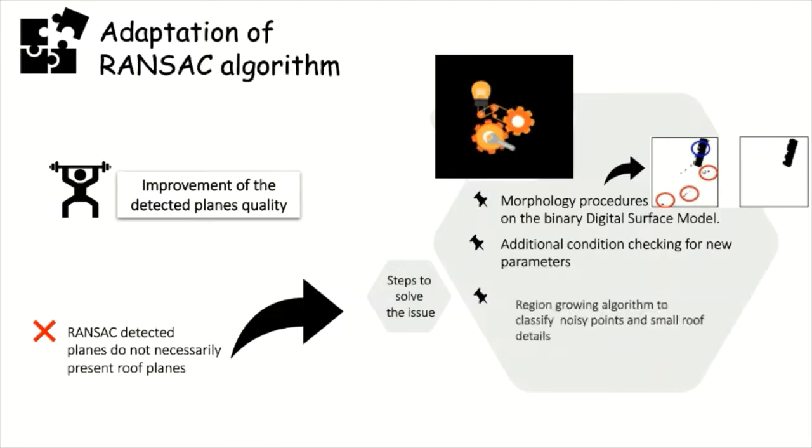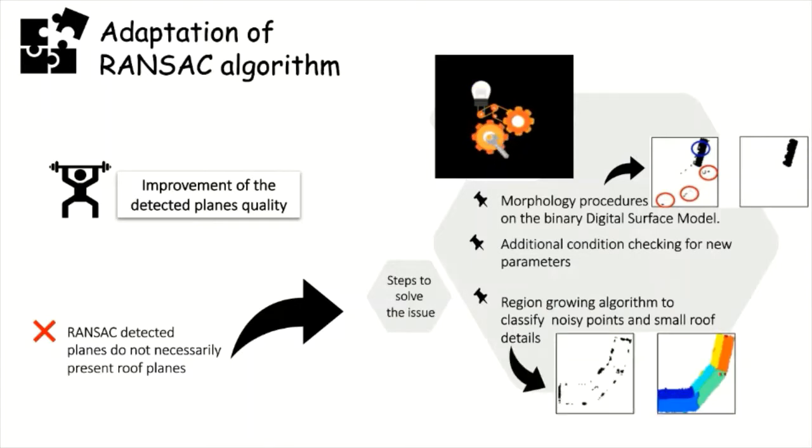After successfully detecting all planes, a region growing algorithm is used to classify noisy and small roof details. In the case of doubtful points, if a point is noise, it is added to either the nearest plane or considered as a new plane. In this way, the quality of the detected planes has been improved.